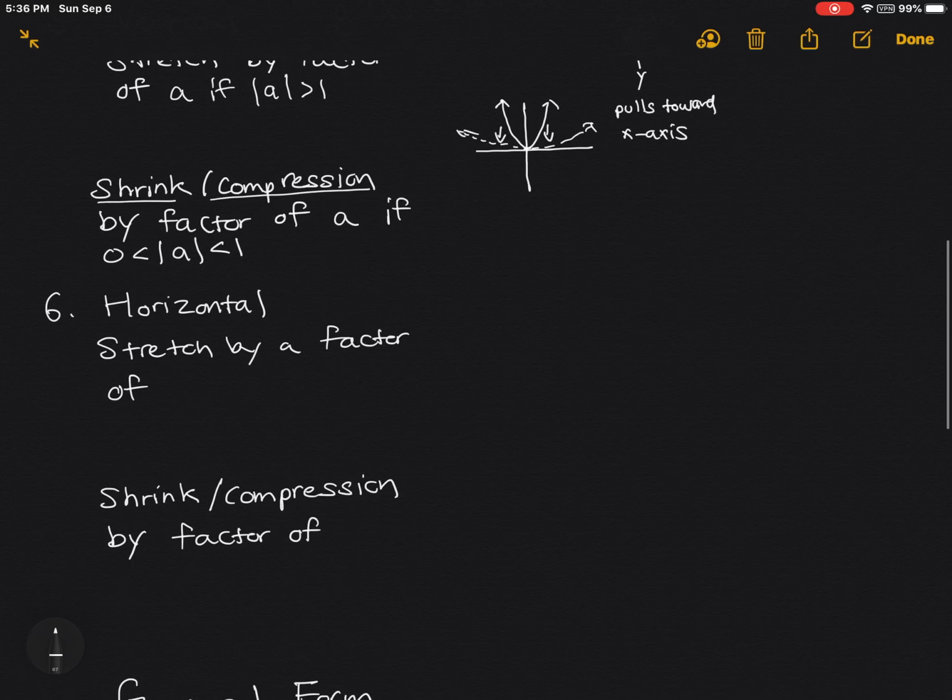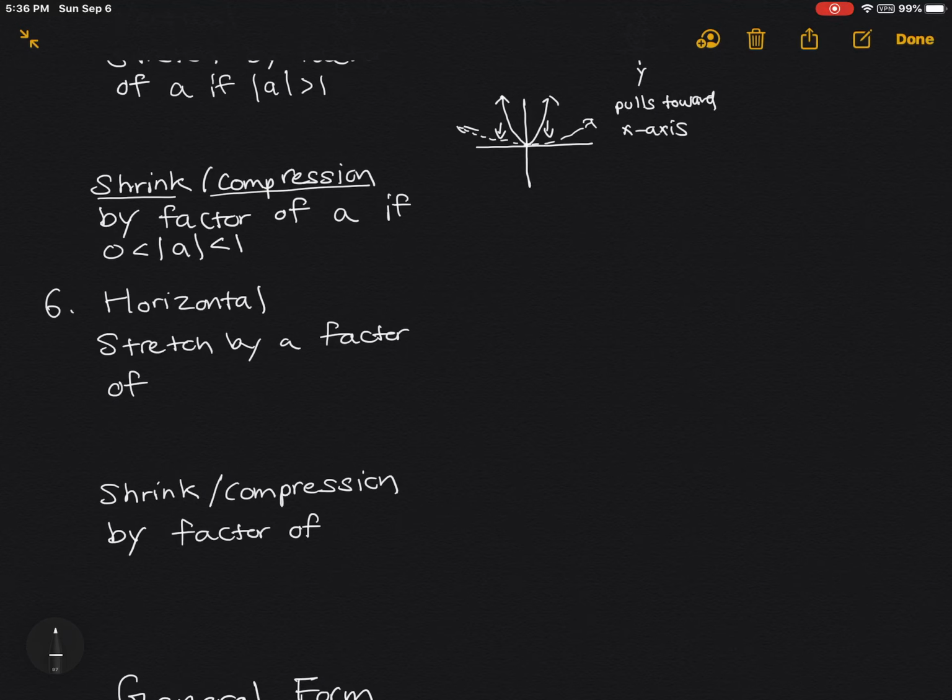Very last transformation we have is a horizontal stretch or horizontal shrink. All right, so this is the one where it's a little bit tricky, okay? So let me give you the appearance. The appearance looks something like this. g of x is equal to f of bx. Okay, so if you have something inside your function, we'll call it b, it's either going to be a horizontal stretch or a shrink factor. Okay, so it's going to be horizontal stretch by a factor of 1 over b. Okay, so this is where it's a little bit tricky.